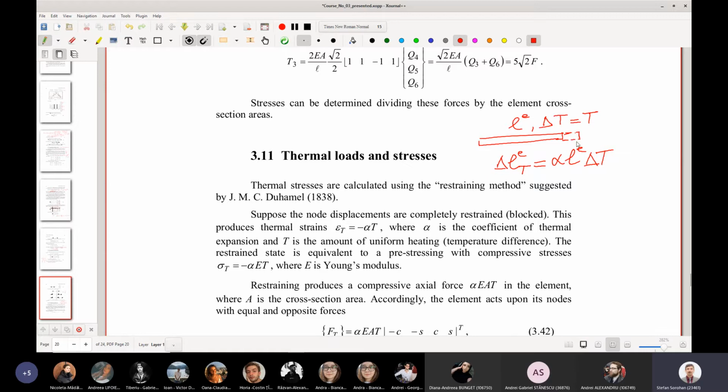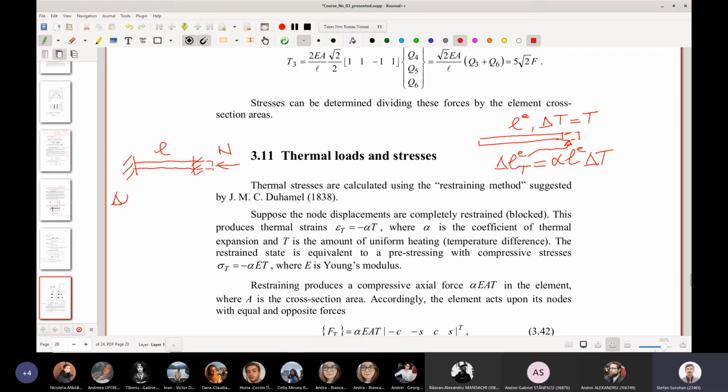So this is the increase of the length here. Generally, let's take a bar which is fixed at both ends, and due to the thermal expansion I will have a longer bar, but if I introduce a force which puts the bar in its initial form, you can make this elongation equal.